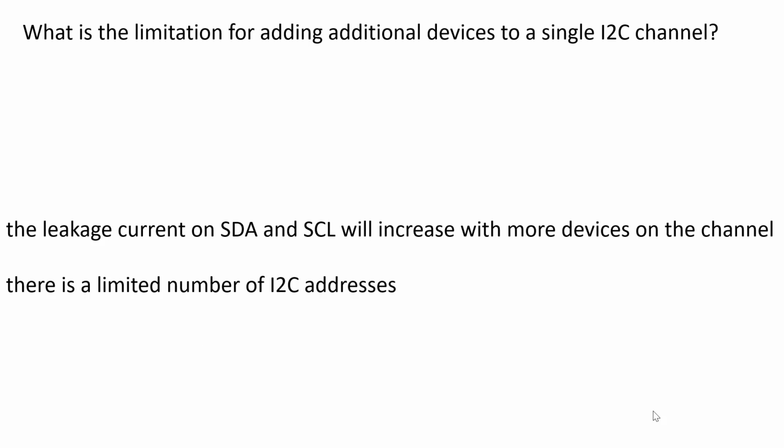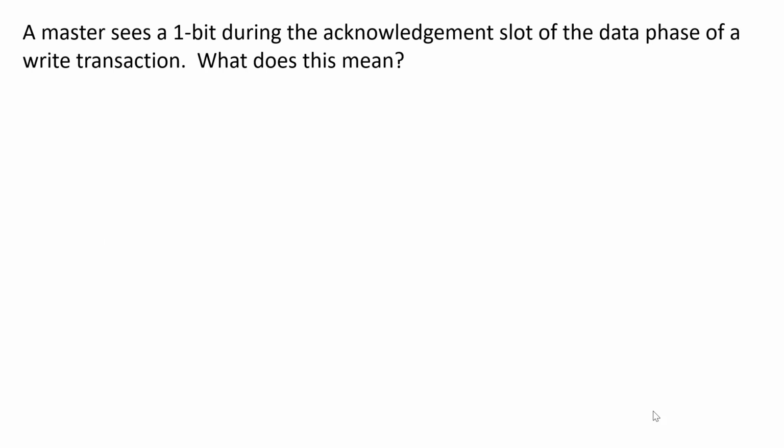Now there's ways to work around that, though. But in general, there's a limited address space, and then the collision rate will increase because if you had a bunch of hosts on that I2C and they're all sharing the same 2 wires, there's an increased chance of collisions or contention on the bus.